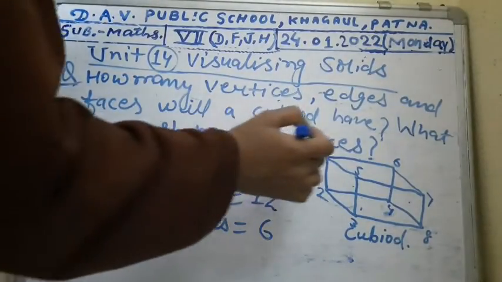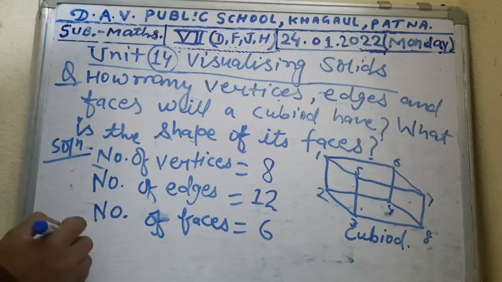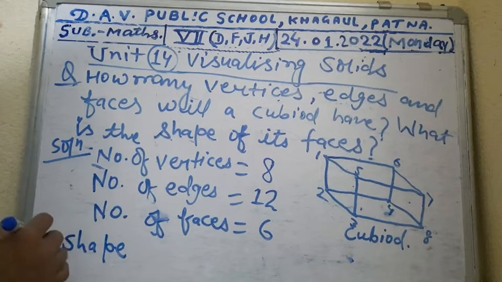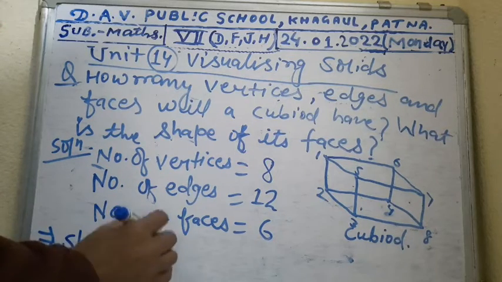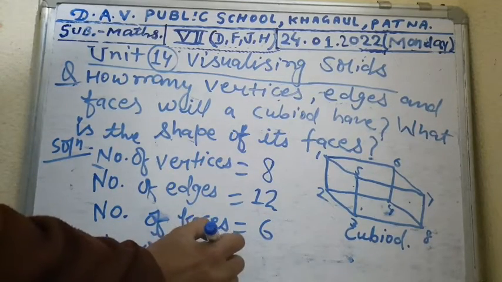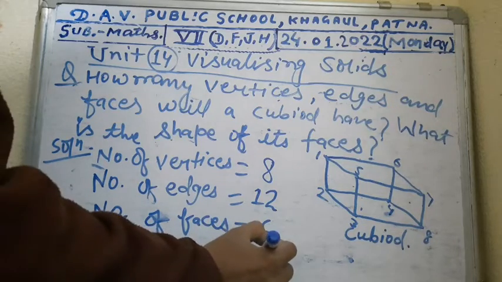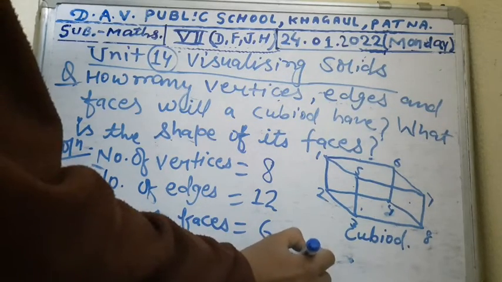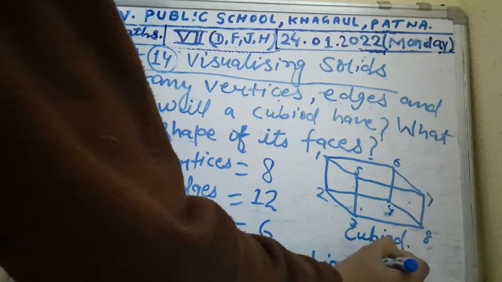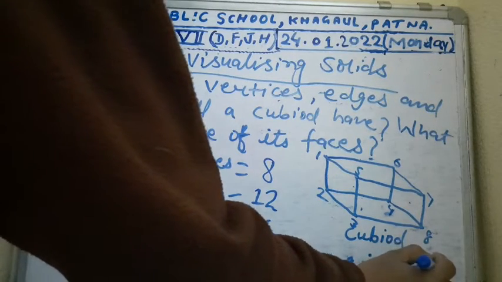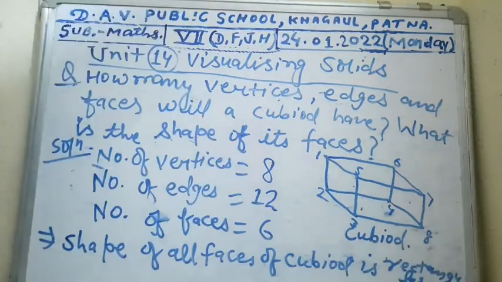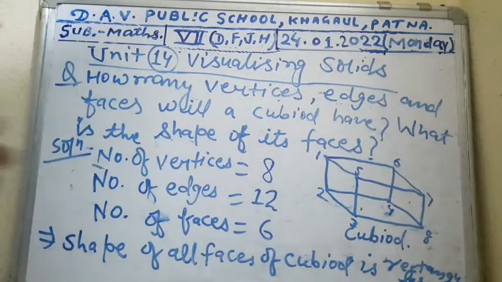So we write answer of this question. What is the shape of its faces? Shape of all faces of cuboid is rectangular. इसका जितना भी फेस है वो रेक्टेंगुलर.